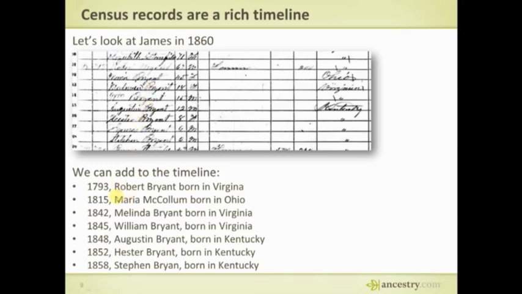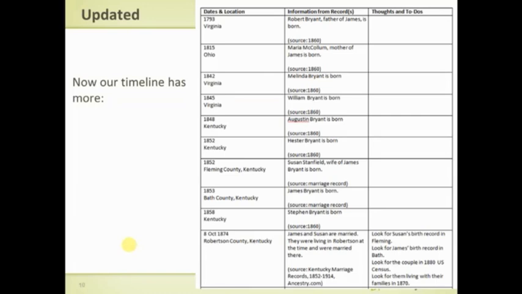1842, his sister was born. 1845, his brother was born. Both were born in Virginia. 1848 through 1858, 3 more brothers and sisters, and they were all born in Kentucky. All right, so that's the information we're going to start with here. All right, so here I am. I add in father, mother, sisters, and brothers.